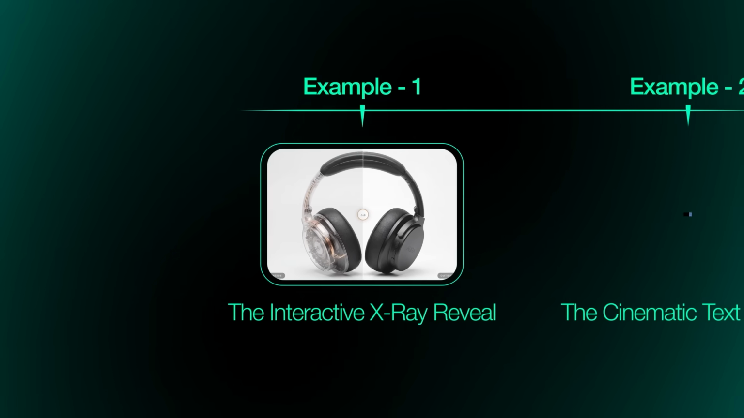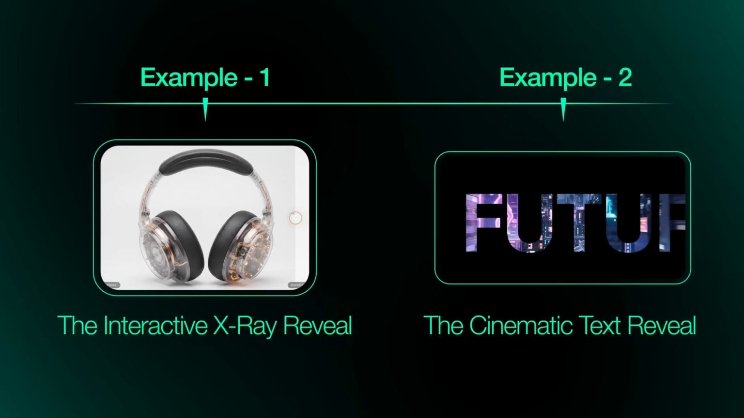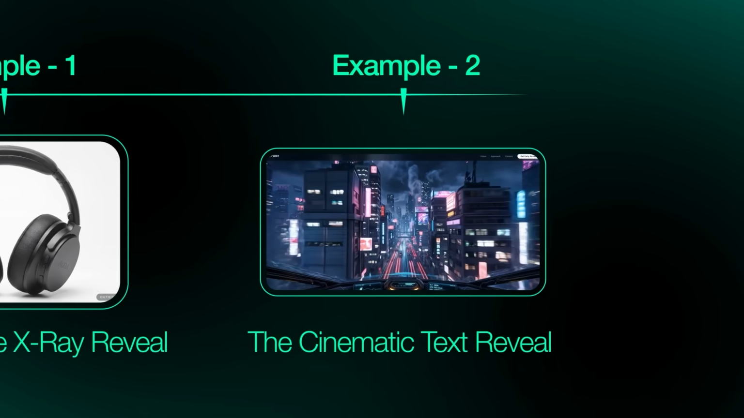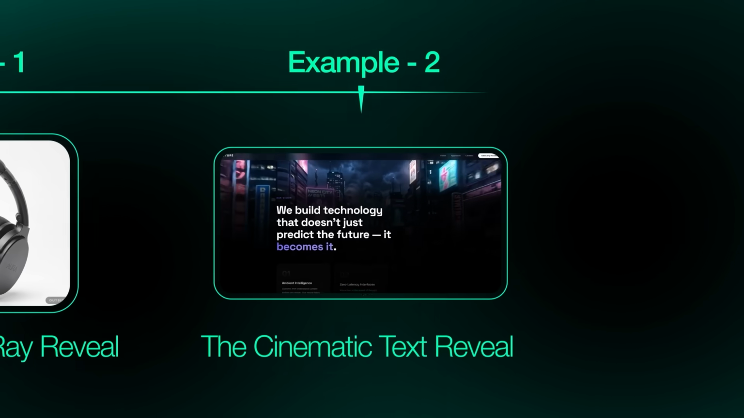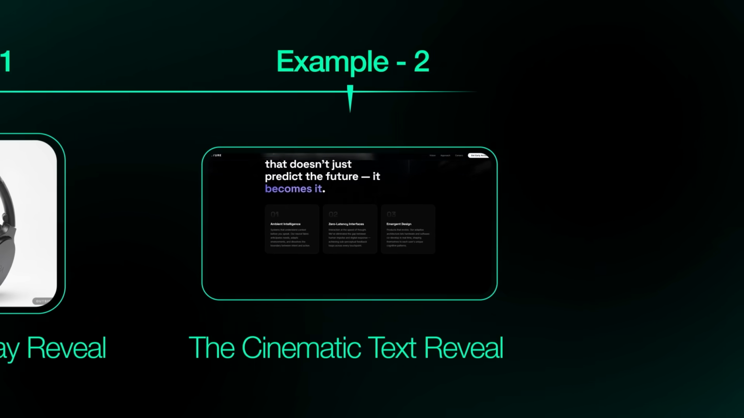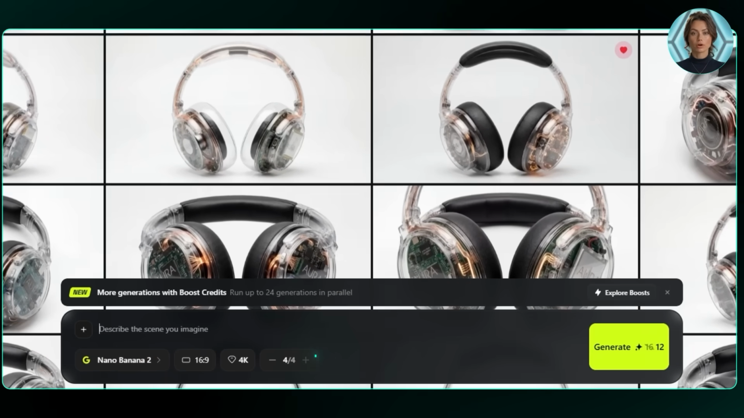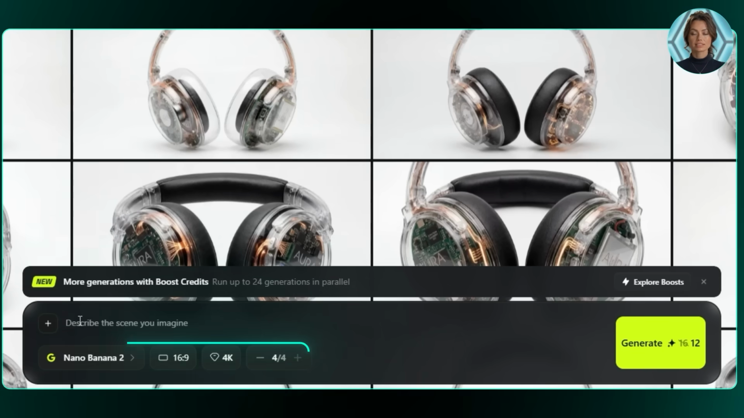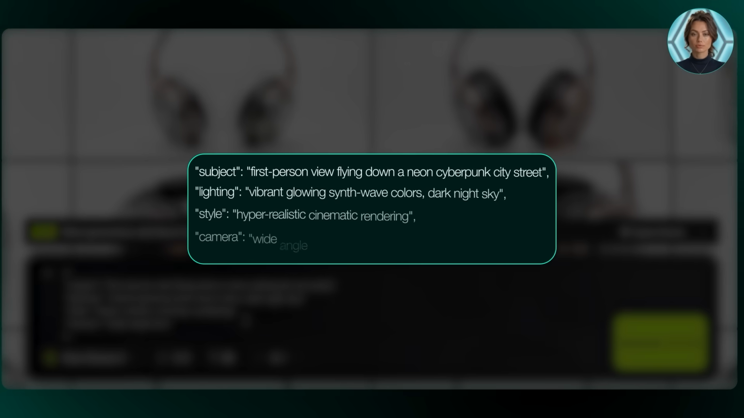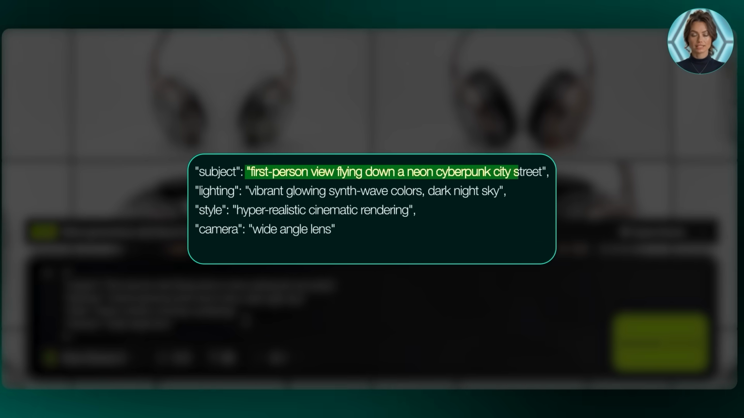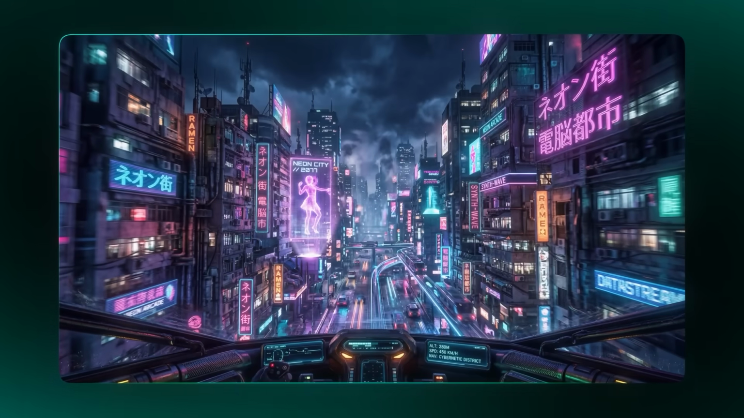Well, for our second example, we're going to build a high-end motion graphic where an AI video plays inside of massive typography and then drops you into a sleek company vision section. To generate the best video possible, we'll use Nano 2 to create our start frame. So we'll head back over to Higgsfield and keep all of our previous settings the same, but this time we'll use this JSON prompt to create a first-person shot of us flying down a cyberpunk street. This is exactly what we were aiming for.